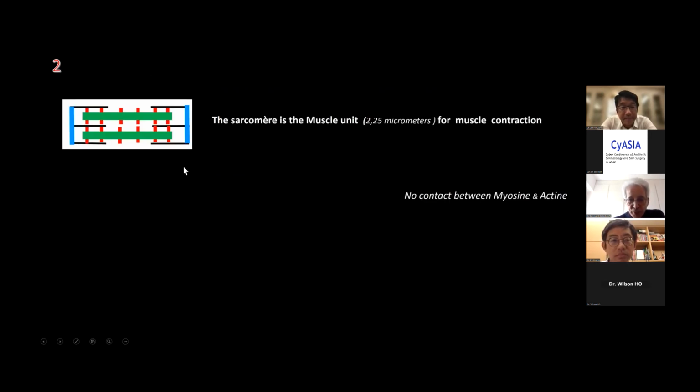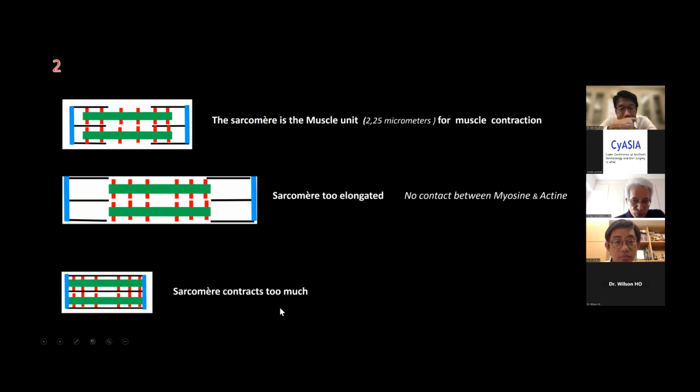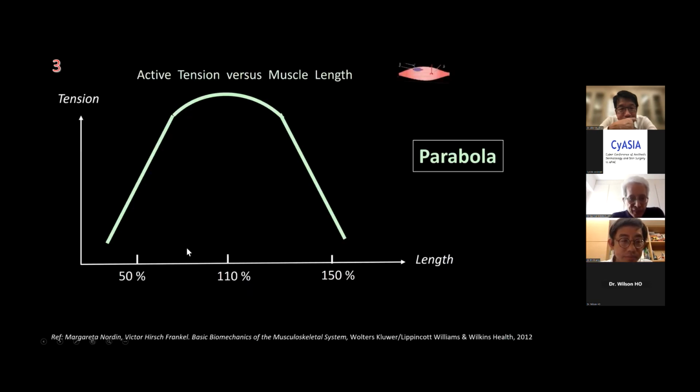You know this second point, the sarcomere. When it's too elongated, you have no contact between the myosin and actin. And when the sarcomere contracts too much, we have too much contact and we can't go further. But what is important to understand is this active tension versus length of muscle. It's a parabola.